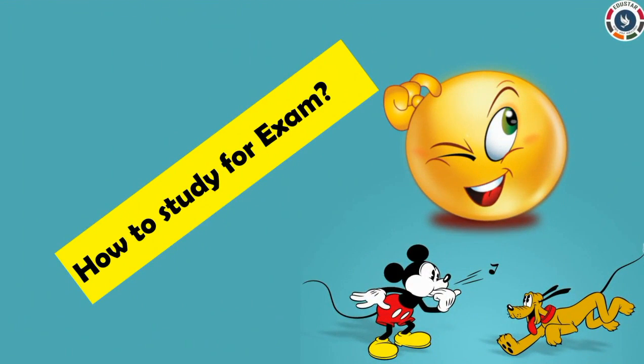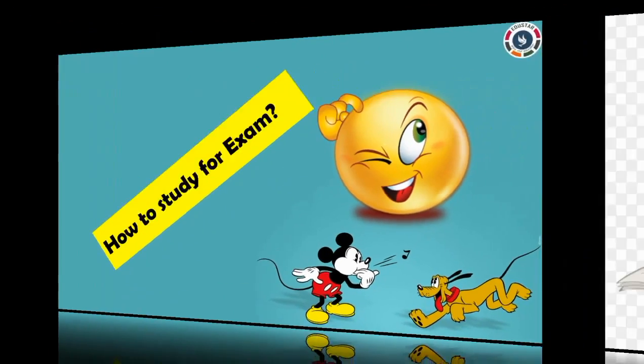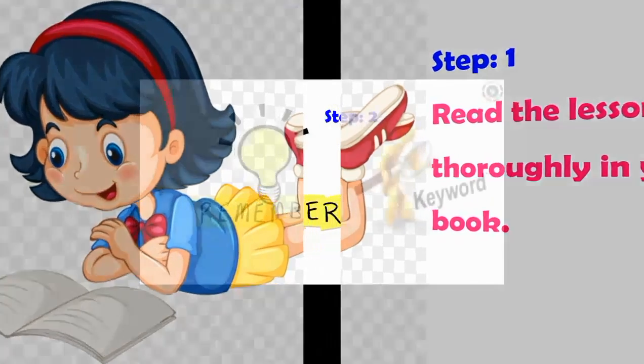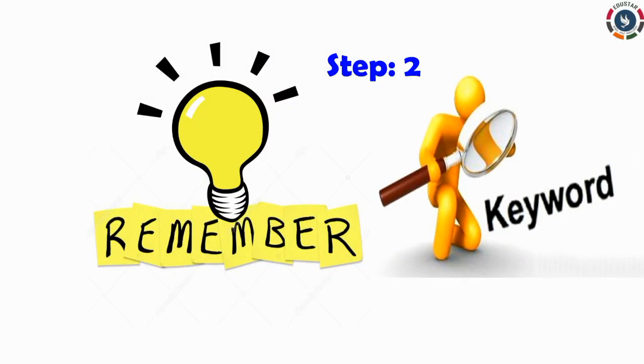Students, now we will see how to study for the exam. Step 1. Read the lessons thoroughly in your book. Step 2. Study the remember box and keywords box content. If you are studying this thoroughly, you can write answers for all the one-word questions easily. So, read and study this for all the 5 lessons.